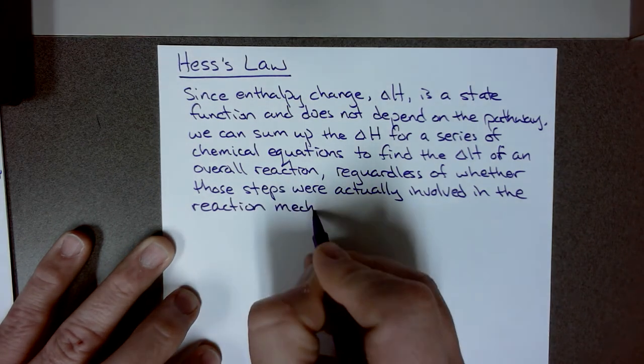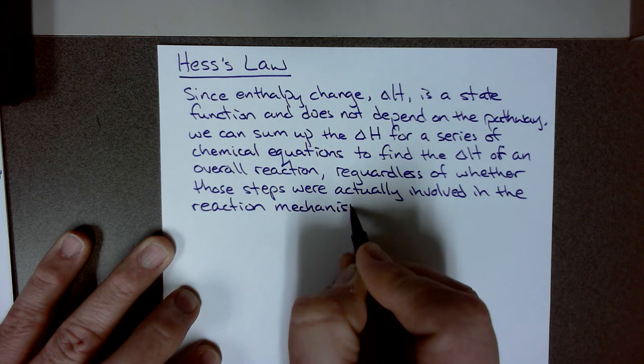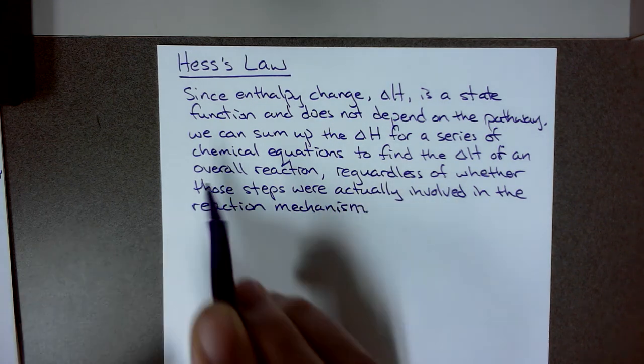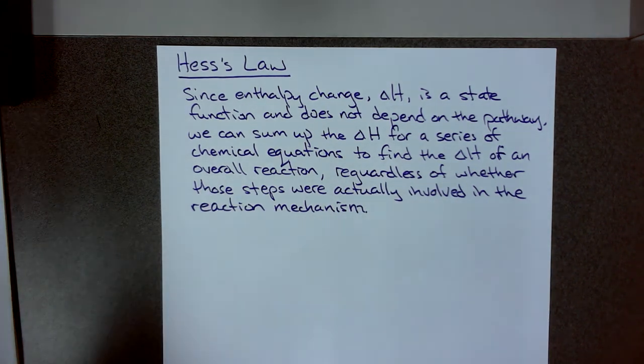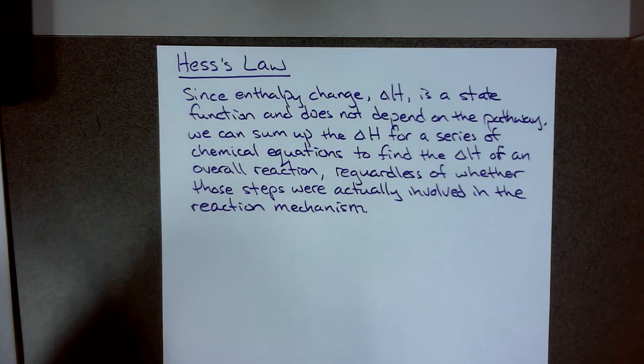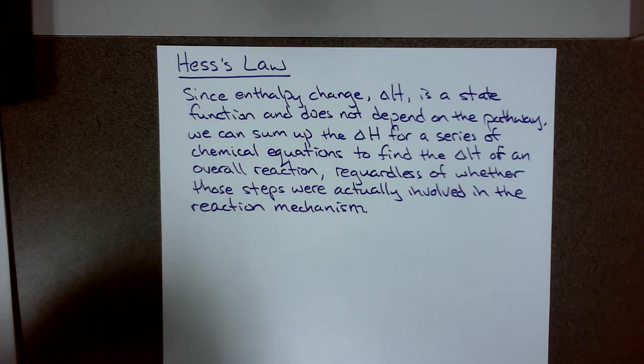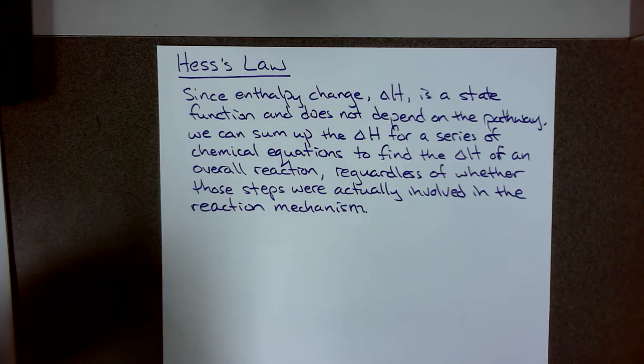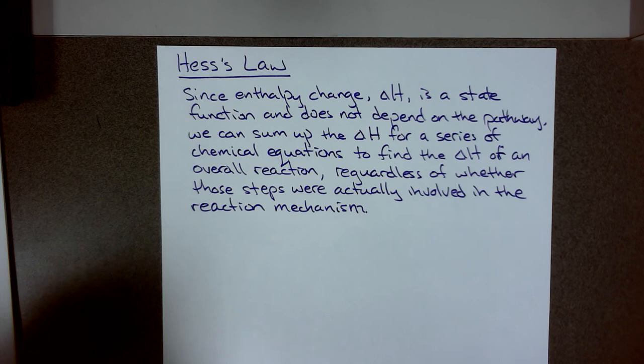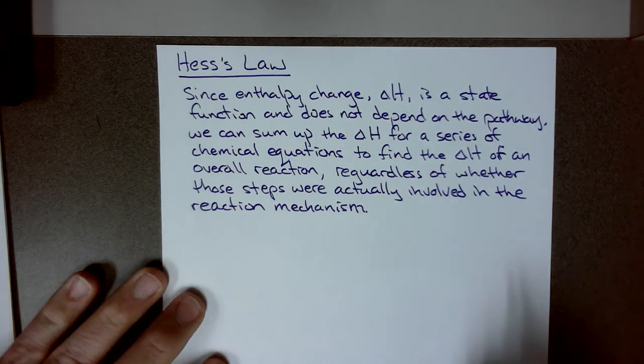So let me state that again so that we get an idea. Because enthalpy change, or delta H, is a state function and it does not depend on the pathway, we can take several different chemical equations with delta H values and add them together to get the delta H value of an overall reaction. And it doesn't matter whether those steps are actually involved in the reaction or not, because remember, it's a state function and it doesn't matter about the pathway.